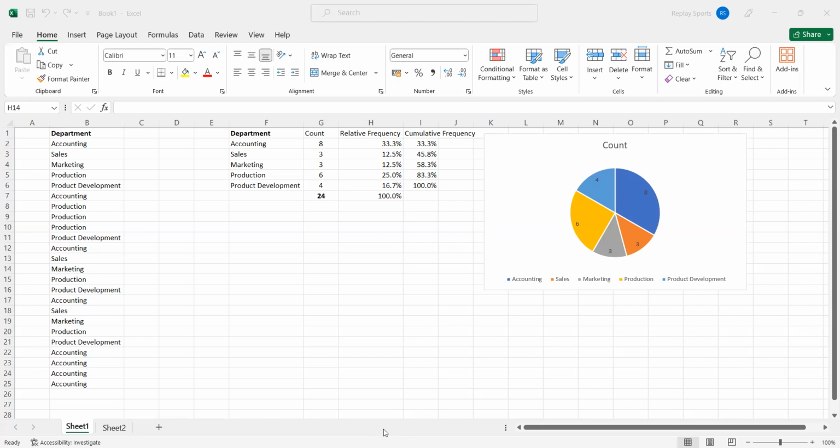Total department 5 hai, exactly. Right? But you have to arrange in ascending order. Correct. So department 5 hai, lekin your sales will come first. Then comes marketing. Then comes product development. Then comes production. Then comes accounting, right? So you have 5 values. So the middle value is product development.